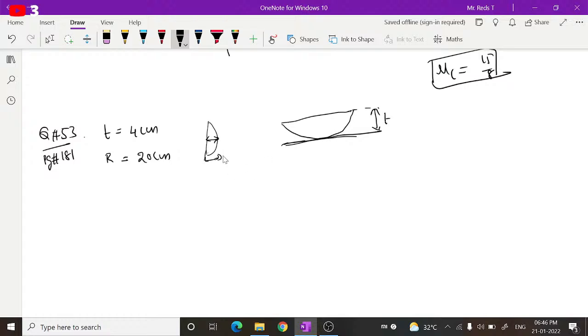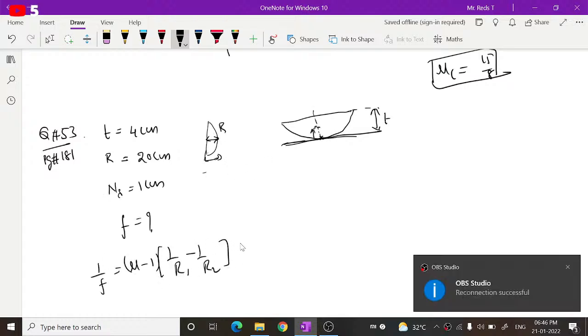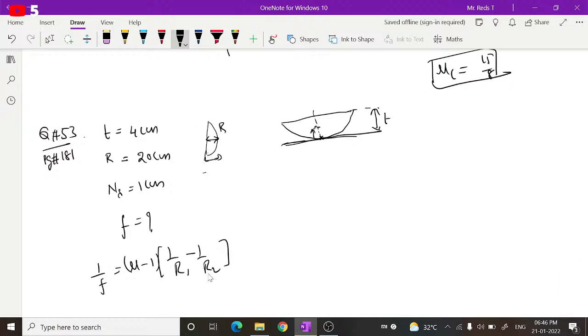And of course, the radius of curvature of R2. 1 by R1 minus 1 by R2. The focal length of this surface will be negative, so minus of minus will be positive. For the first surface it is infinity. So we get mu minus 1 into 1 by R. R is given; if you know mu, you can find it out.